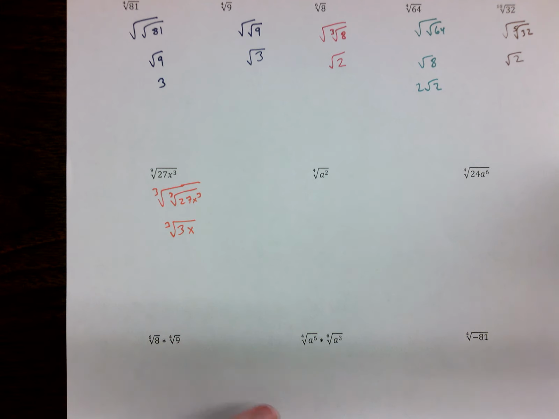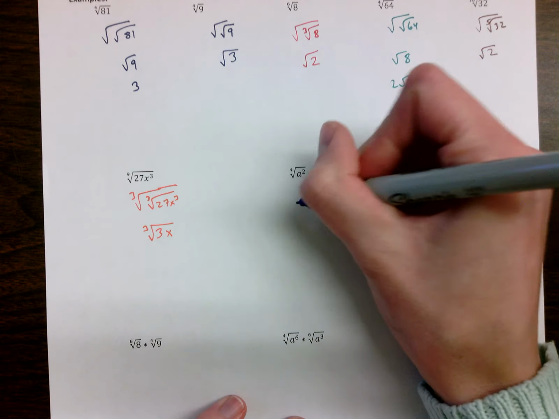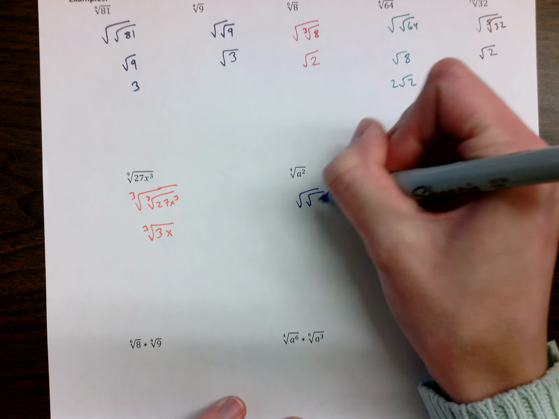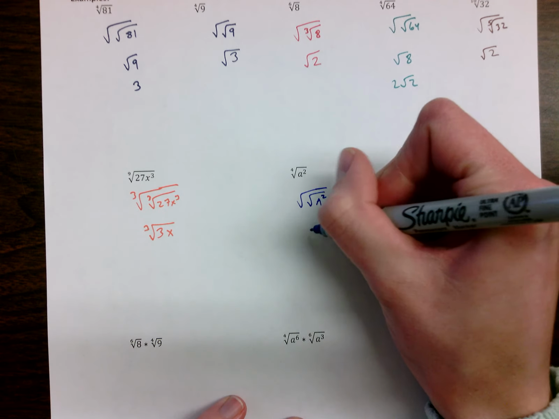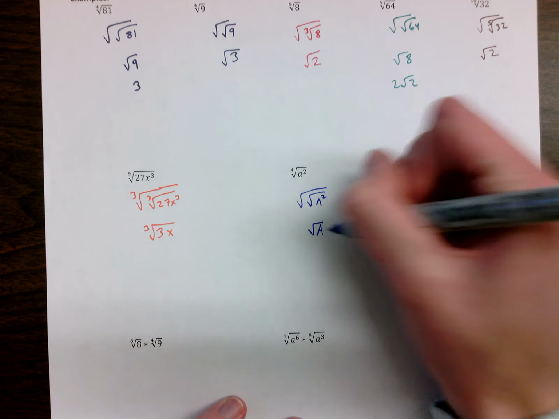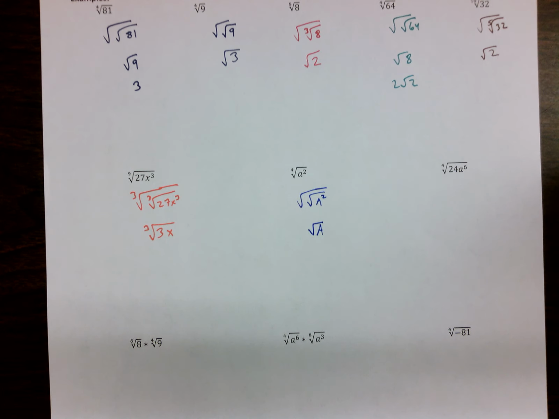All right, this guy in the middle here, so 4 is 2 times 2, so I can break this into the square root of the square root of a squared. Well, the square root of a squared is just a, so this simplifies to the square root of a.